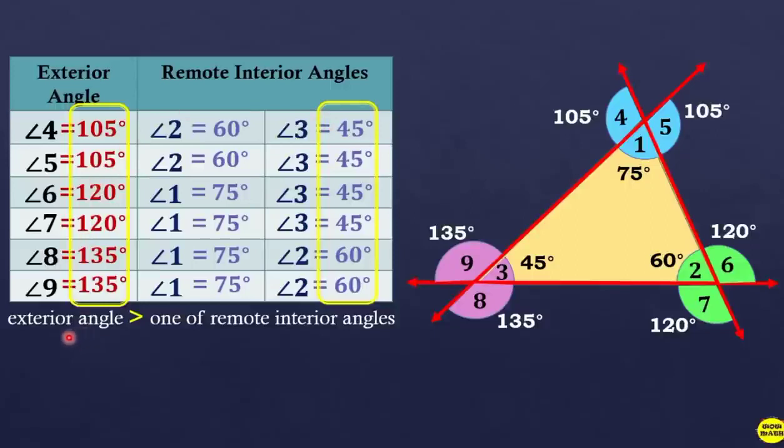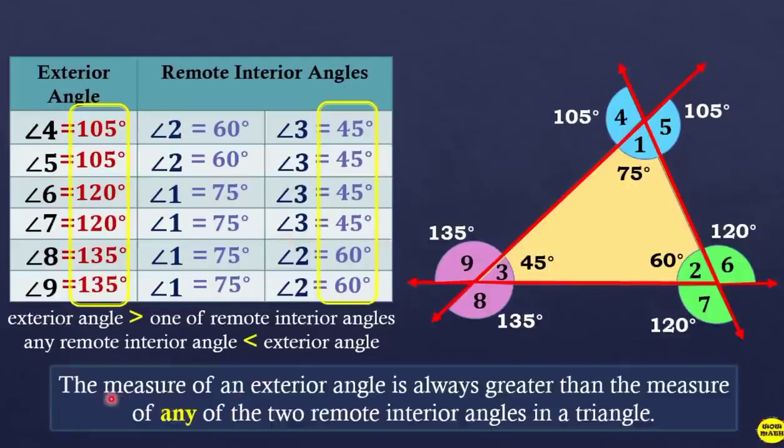So always remember that the exterior angle is always greater than one of its remote interior angles. Sa isa sa mga remote interior angle niya. And any remote interior angle is less than the exterior angle. So, kahit ano dyan. So, kung ito, less than siya kay exterior angle. Kung ito naman, less than din siya kay exterior angle. So, again ha, any. Alin man dito. Okay?